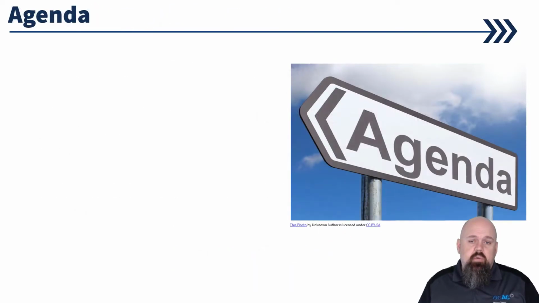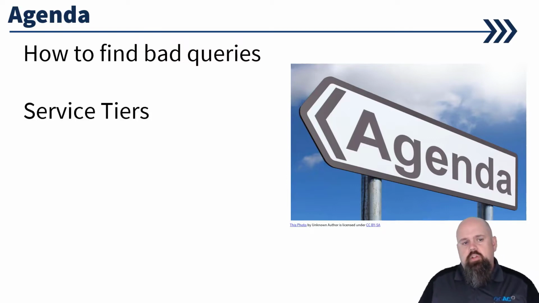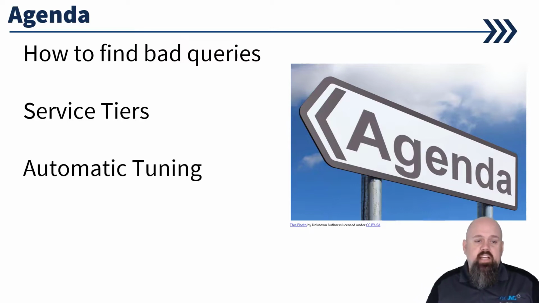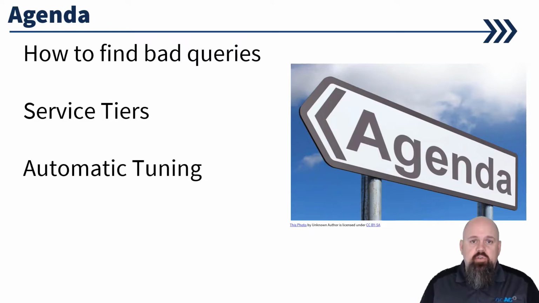A quick agenda that we're going to talk about today. We're going to talk about how to find bad queries in Azure SQL Database. We've got a couple options available to us, so we're going to go through a couple of them just so we can see how they work. We're going to talk about service tiers and how choosing the correct service tier or changing service tiers could either help or hurt your performance depending on what your workloads are doing. We're going to take a look at doing automatic tuning within Azure SQL Database. We actually have the option to do some automatic tuning for us and do the magic for us so we don't have to worry about it.